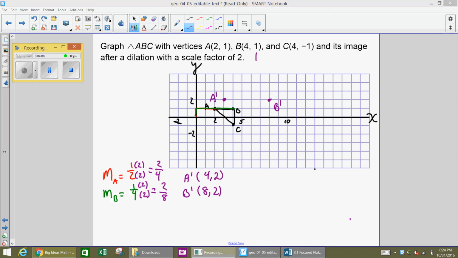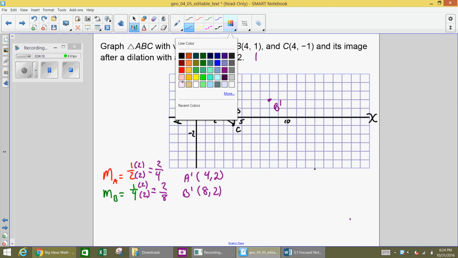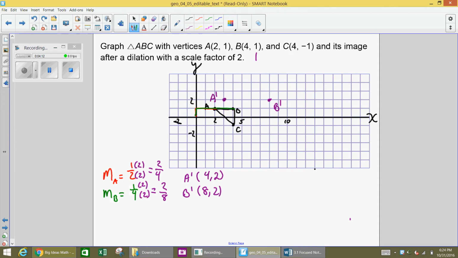So let's look at the slope as we move from 0, 0 to C. Here we're going to go down 1 and over 4. So the slope for point C is to go down 1 and over 4. Again, we're going to multiply each of those by our scale factor of 2. So we're going to go down 2 over 8. Down 2 over 8, that's our new C prime, which is at 8, -2, the same coordinates we got last time.